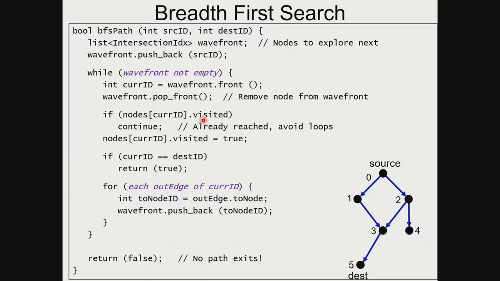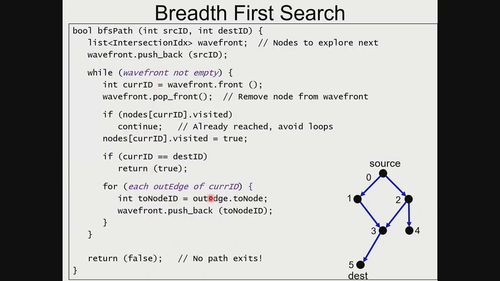So we will have to check if this node has been visited or not, because you will see from the examples that I'm going to show that a node might be added to the wavefront multiple times because it can be reached from multiple different intersections. But we only need to visit it once. So if the node has been visited, just skip it. Otherwise, set the visited flag to true. Now, if the node that I just took from the wavefront is the destination intersection that I want to find, that means we found a path, so let's return true.